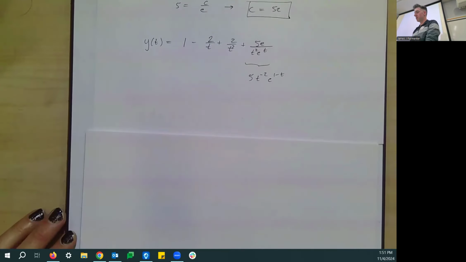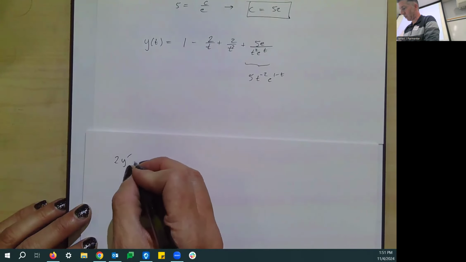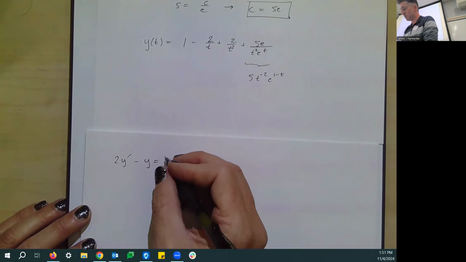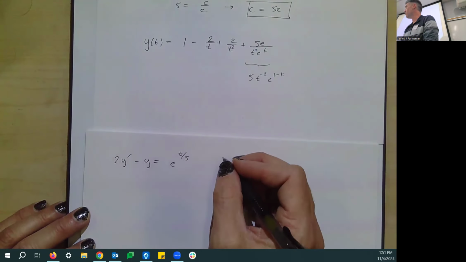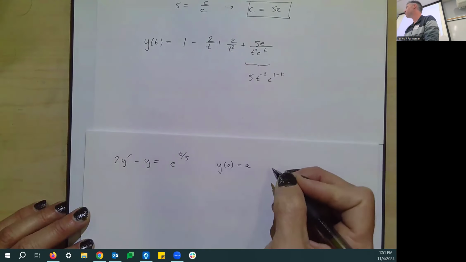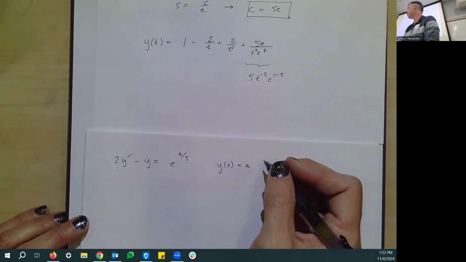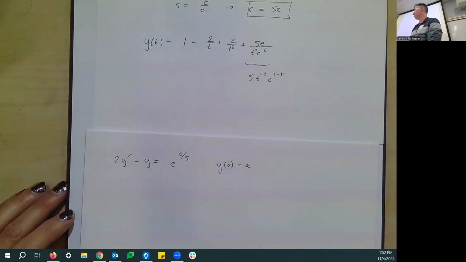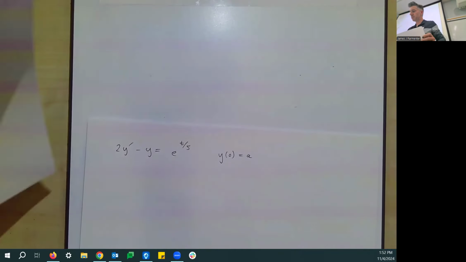So we've got 2y prime minus y equal to e to the t over 5. And we have an initial condition of y of 0 equals, is that an A? Yeah, that's terrible. Why can't they just give us real numbers? And we're asked to find y and then determine the limiting behavior of the solution as t goes to infinity. Okay, sure. All right, so let's look at the beginning.